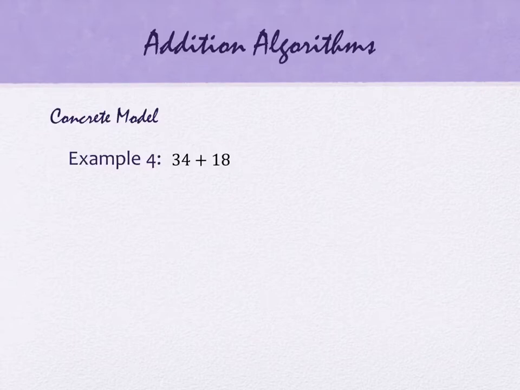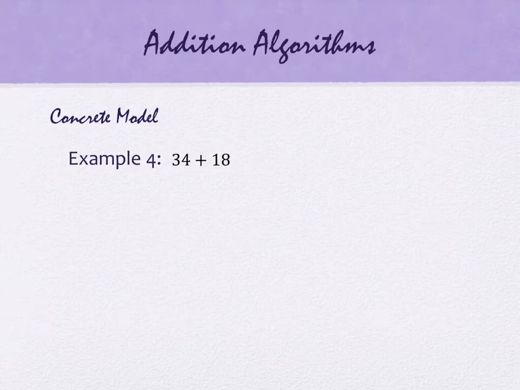The first one is a concrete model, really good for kinesthetic, touchy-feely, beginning strategies, showing why some of the other things that we do actually work. So this example says we've got 34 plus 18. And if you'll remember, last class or maybe a couple class periods ago, I showed you the red base 10 blocks. That's what we're using for the concrete model.